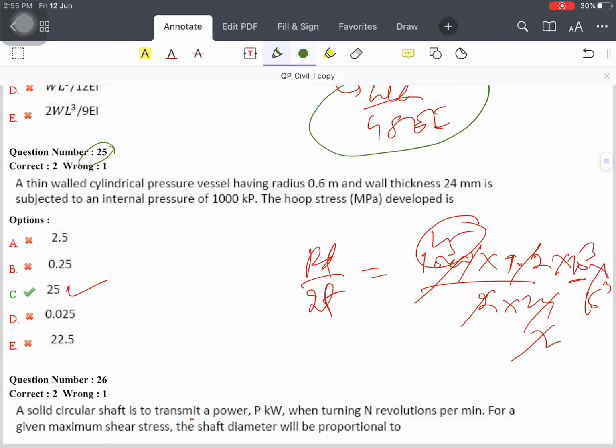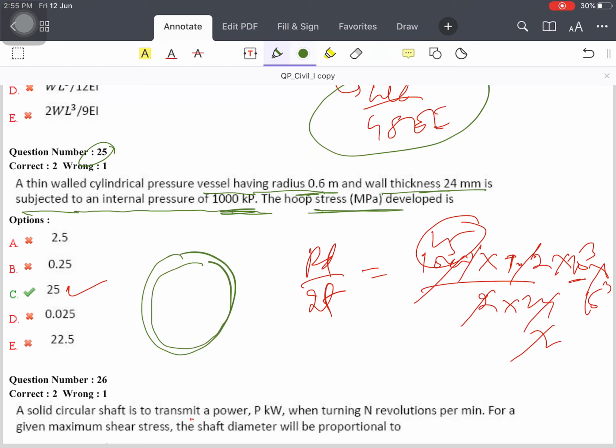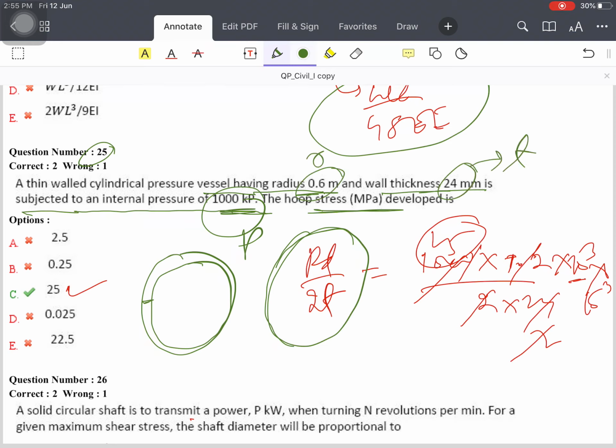Question number 25. A thin-walled cylindrical pressure vessel having radius 0.6 meter and wall thickness 24 mm is subjected to an internal pressure of 1000 kilopascal. The hoop stress in megapascal. Hoop stress, so this is the thin cylinder, this is the thickness. So the formula is PD by 2T, hoop stress. So this is P, this is R, this is T. By putting all the values, we will find 25.